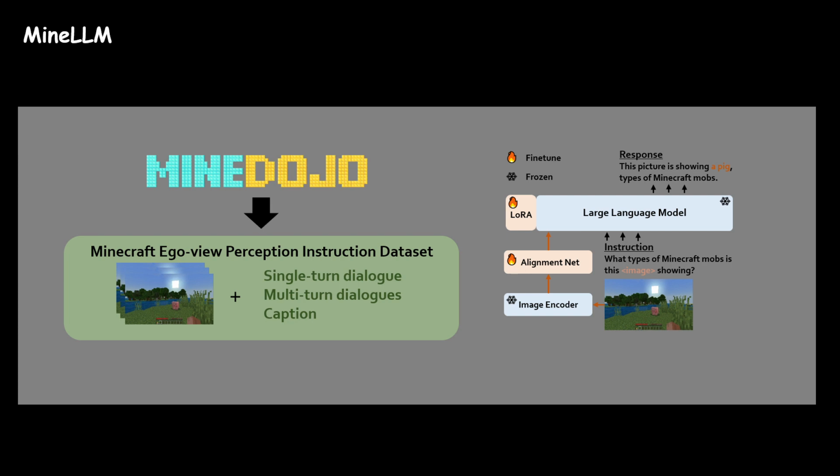The model architecture is on the right side. Images are processed by a frozen vision encoder, MineClip, whose features are projected by an alignment net to the same feature space as the text embeddings of the applied LLM. Then the vision and text tokens are concatenated to feed into a LoRA-based fine-tuned LLM. We add LoRA parameters to all projection layers of the self-attention layers in the LLM. Only the parameters of the alignment net and the LoRA module are optimized during training.